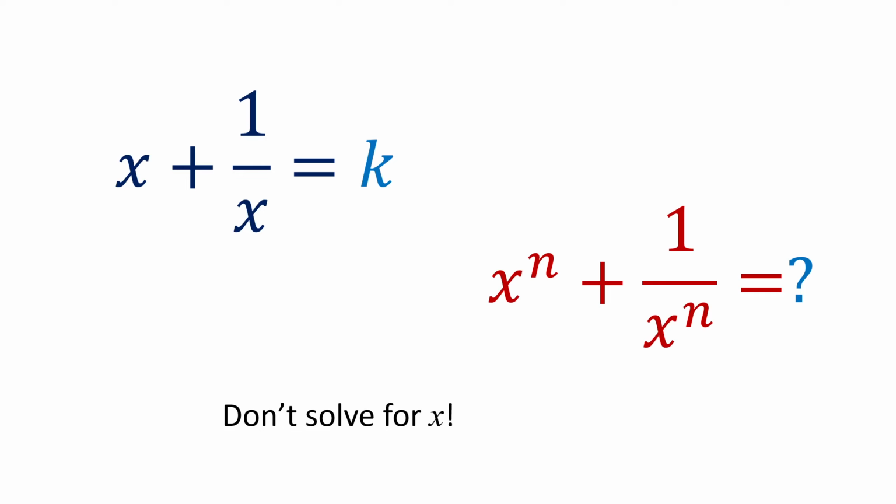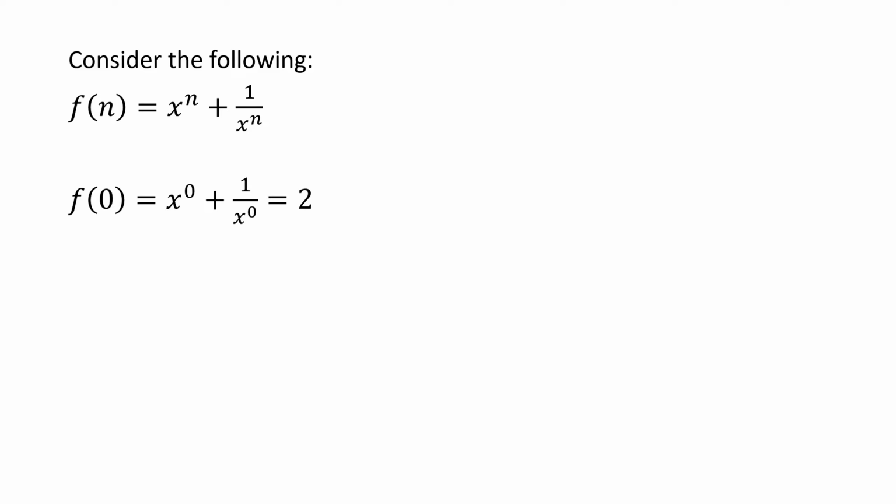So here we start with x plus 1 over x is equal to some constant k, and we don't care what that is. And we want to show a general rule for any higher power of x. And we're not going to solve for x to do this. So we're going to label this sequence of expressions. We'll call f of n x to the n plus 1 over x to the n. And just to show how this works, f of 0, for example, is x to the 0 plus 1 over x to the 0, which is obviously 2, regardless of where we started.